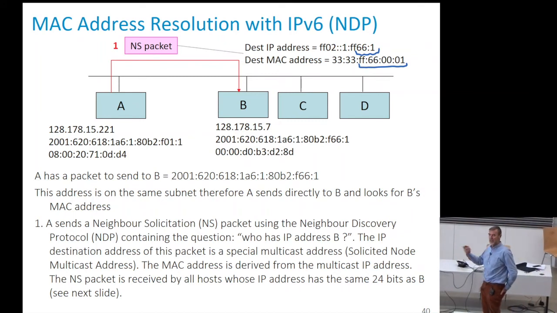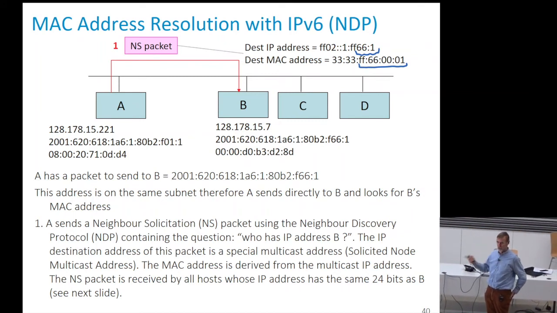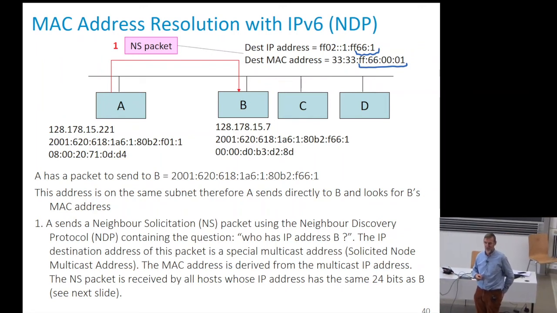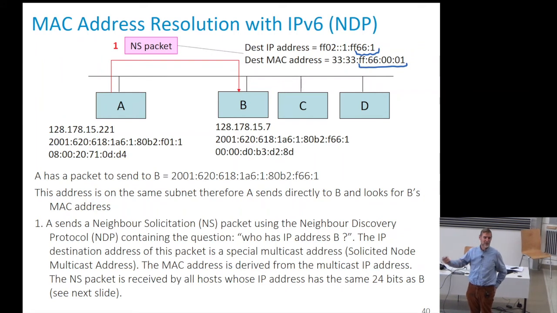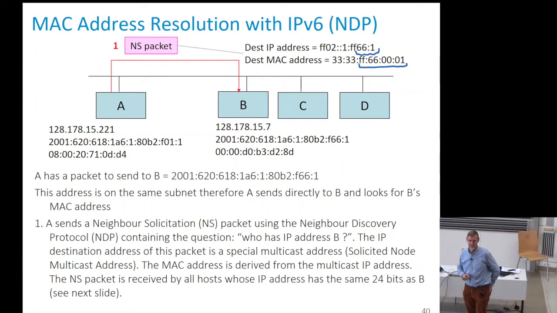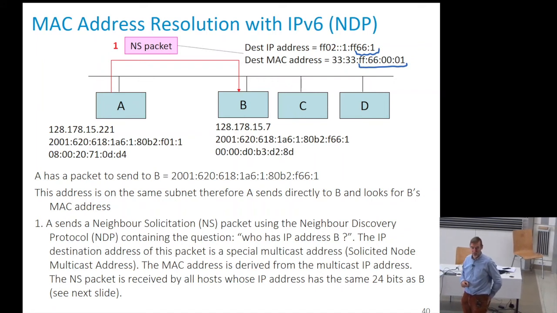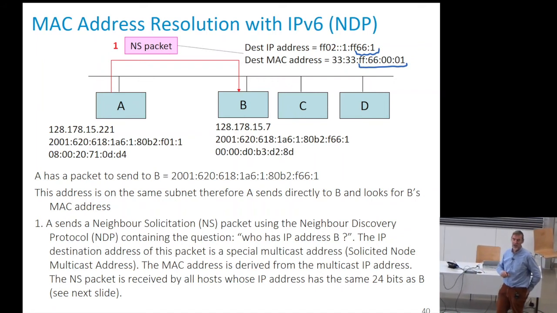Of course, how can you send a packet to someone when you don't know its address? How can you do that? How can A send a packet to B asking B, give me your MAC address? Broadcast, exactly. So the solution is broadcast.